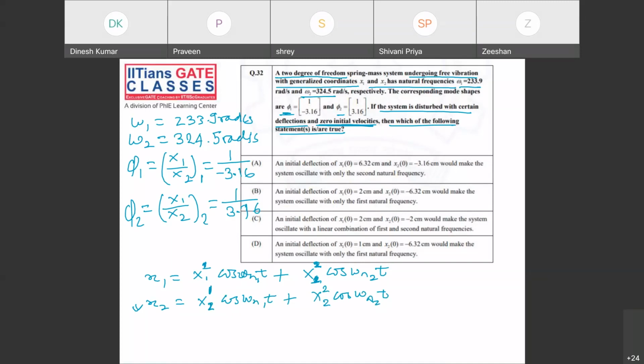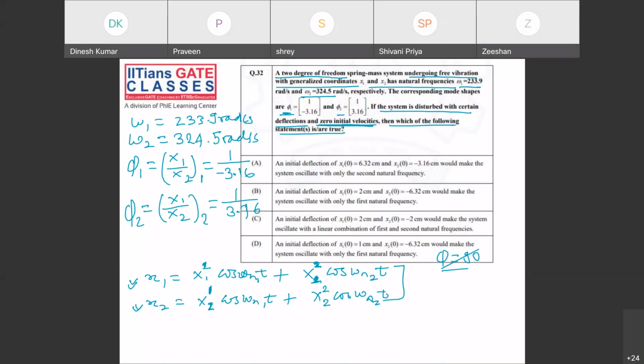Now guys, see, this solution can be used in all previous years' question papers. In all previous years' questions, every time for a two-dimensional problem, for a 2 degree of freedom system, they gave initial velocity 0. When your initial velocity is 0, your phase angles will be 90 degrees. So always your solution will be given by these two equations. Okay, so I should know these two equations.